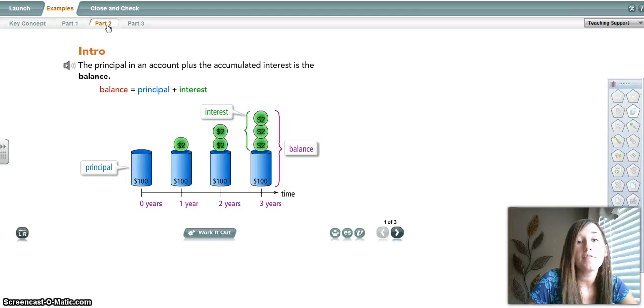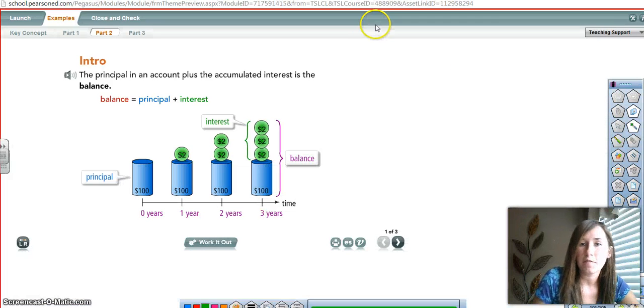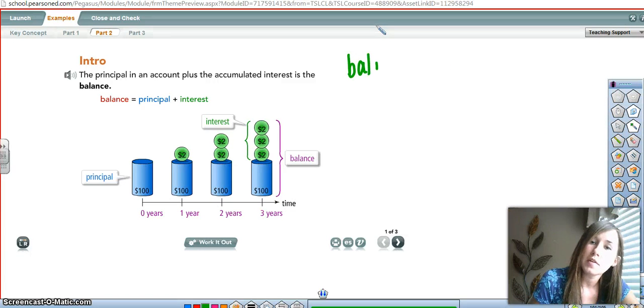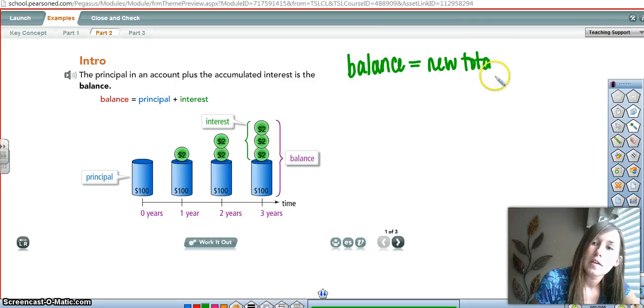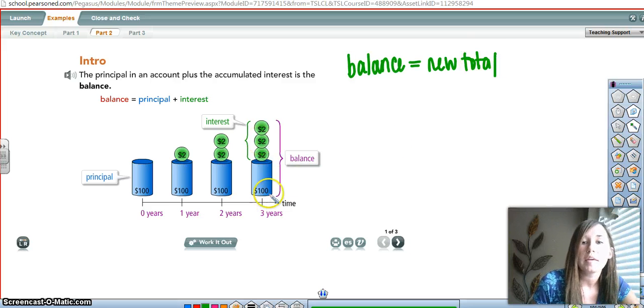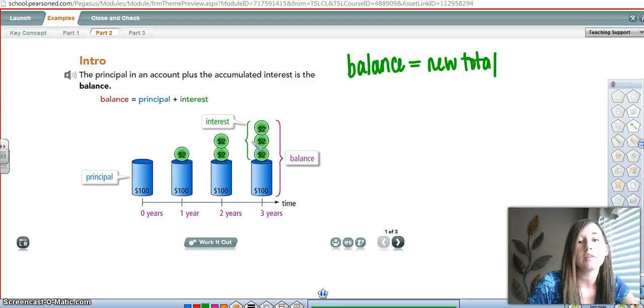Now, another vocabulary word that we'll talk about when we talk about interest is the balance. The balance is basically your new total. Hopefully that's a word that you're already familiar with, but if you're not, you can make a note. The balance is your new total. So after so many years, your balance is going to be greater than your principal since you're gaining interest.